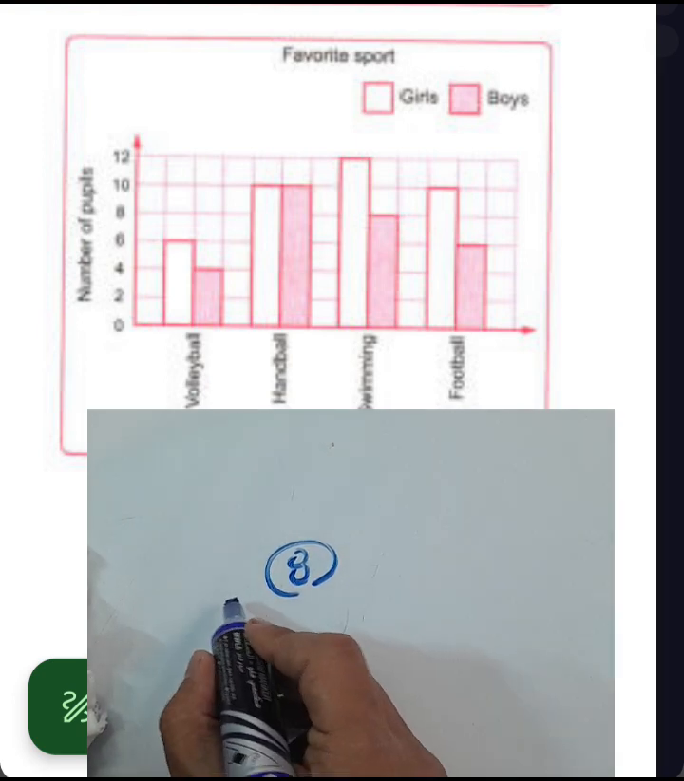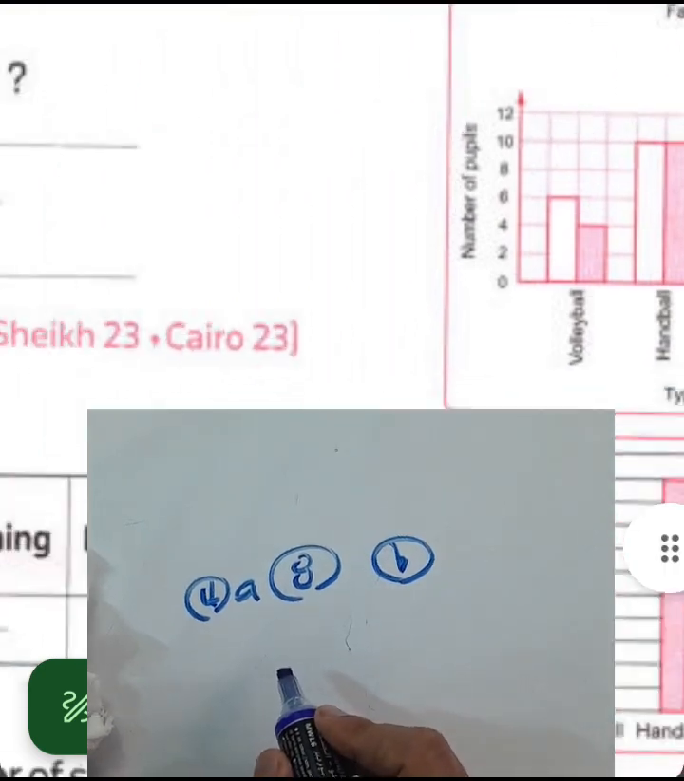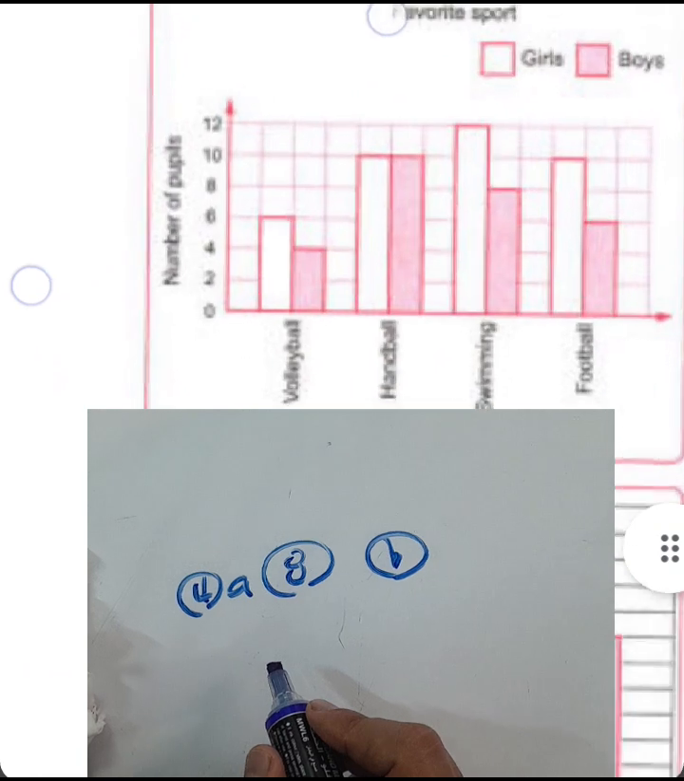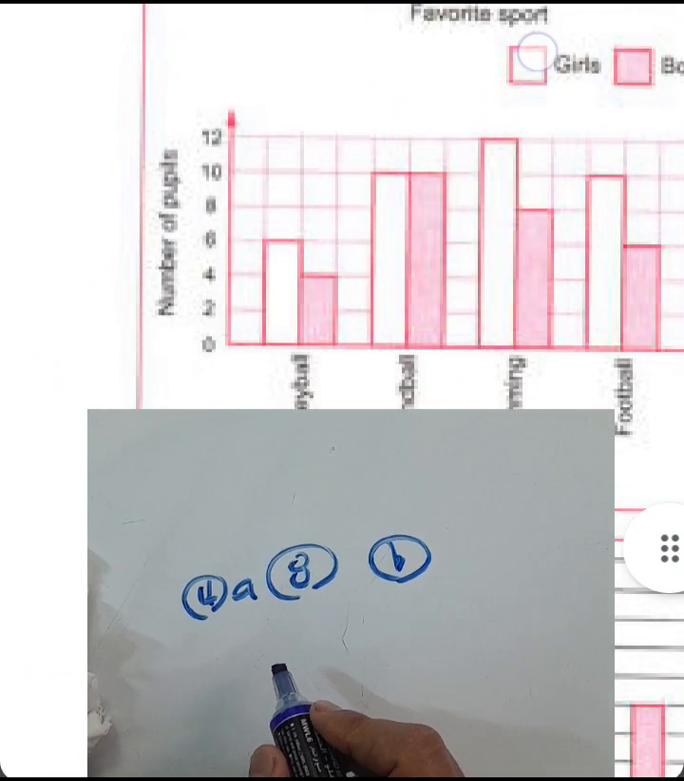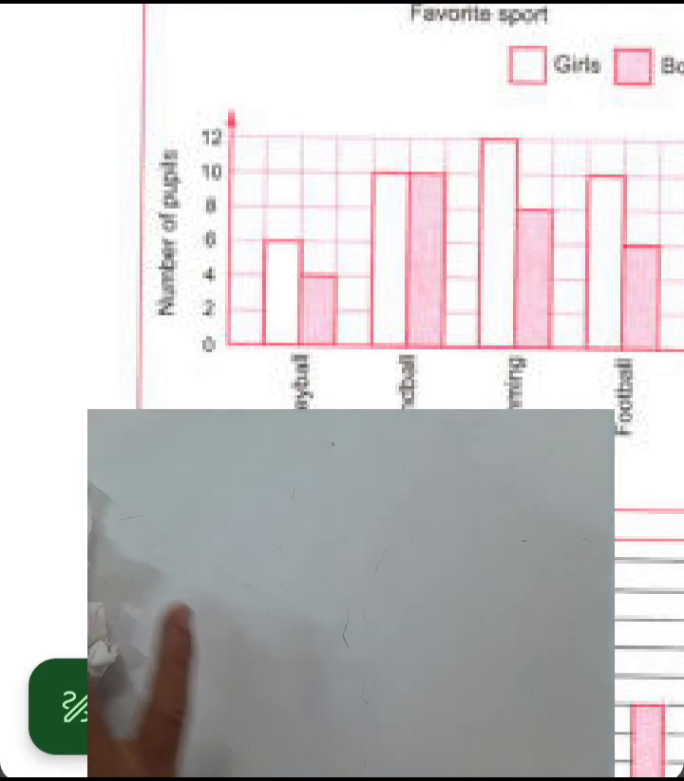Okay, letter A, 8. Letter B, how many girls prefer volleyball? Girls and the volleyball here, volleyball was 6.